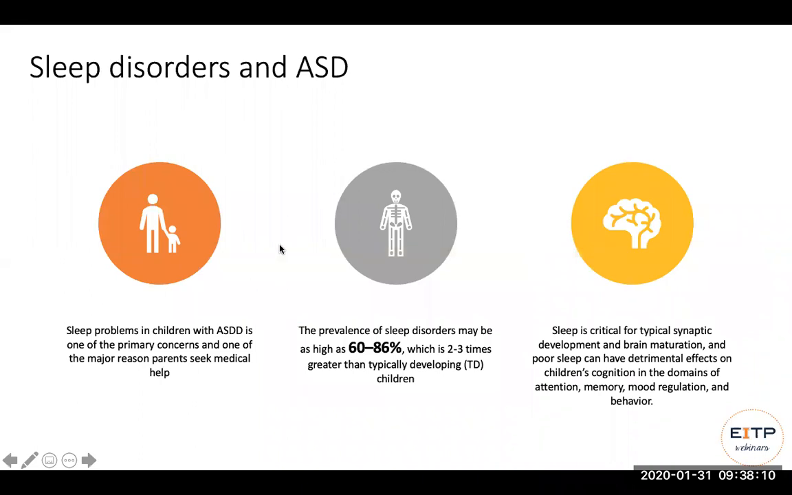So now I would like to move to sleep disorders and autism. Sleep disorders are probably the most common cause for parents to come to the doctor, because that can be really stressful. If the child cannot sleep well, that impacts the sleep of parents, and parents have to work, and that can be really stressful. So this is one of the prime concerns to seek medical help. The prevalence is really high, 60 to 86%, which is 2 to 3 times greater than typically developing children.